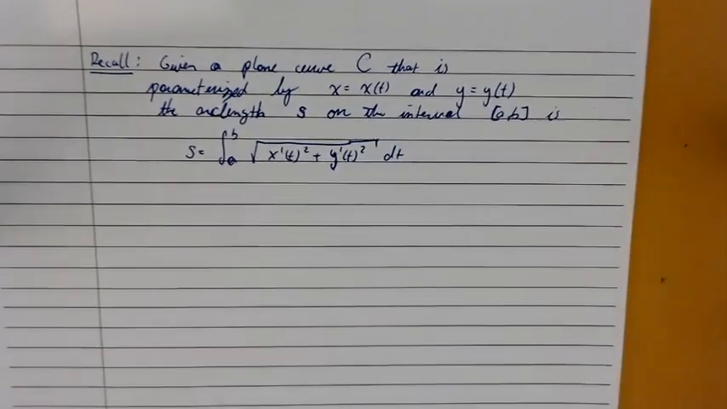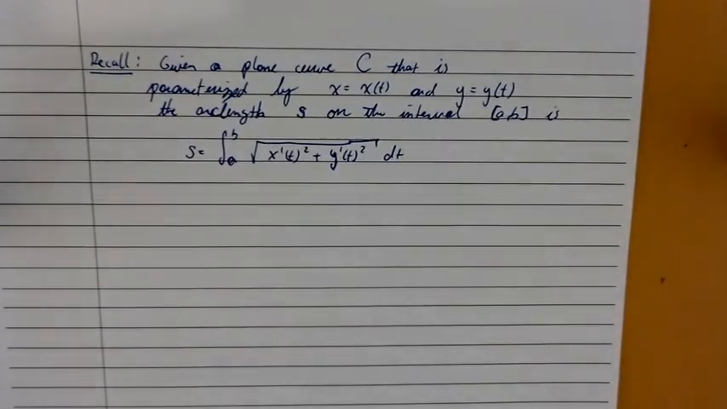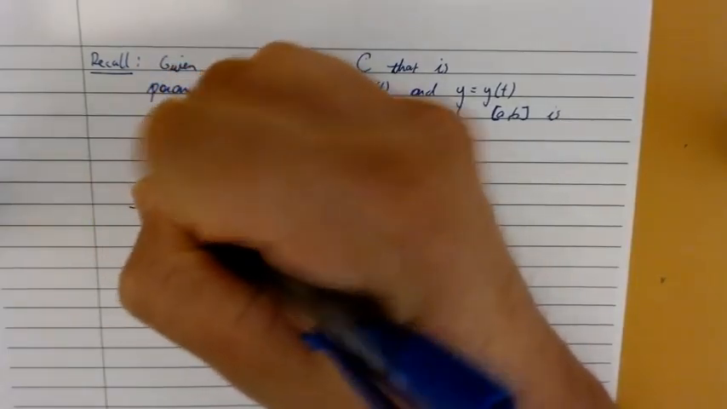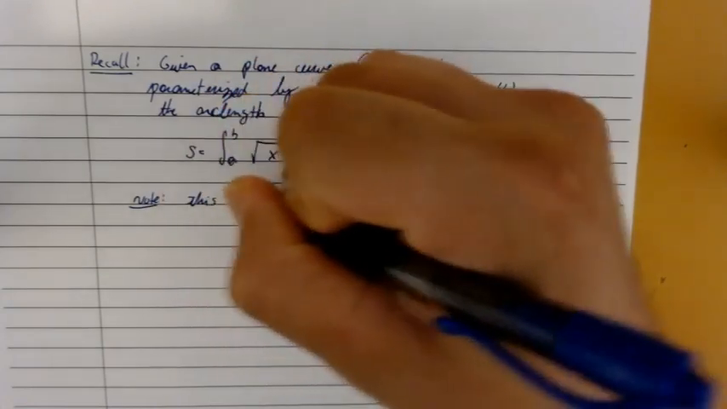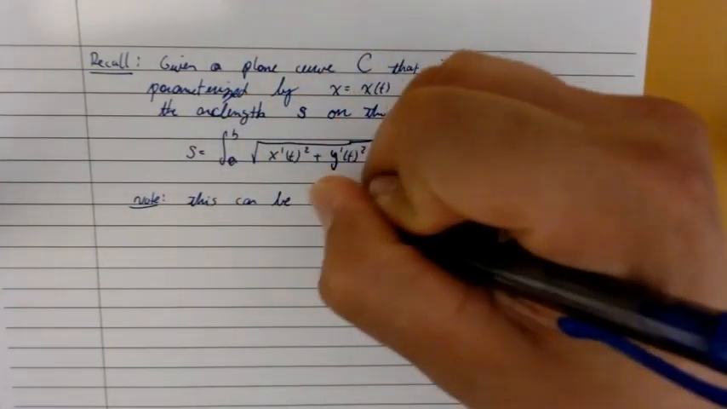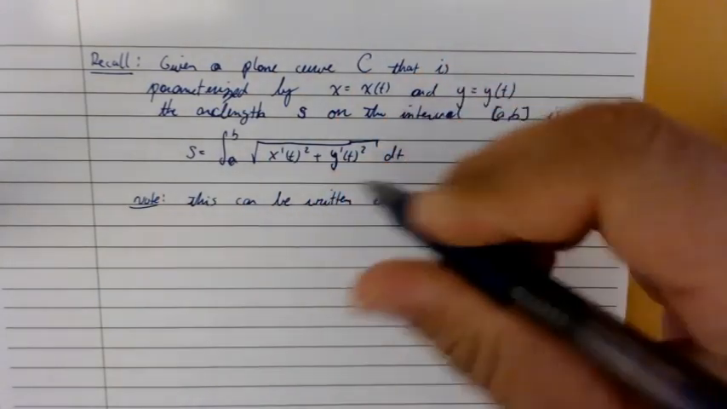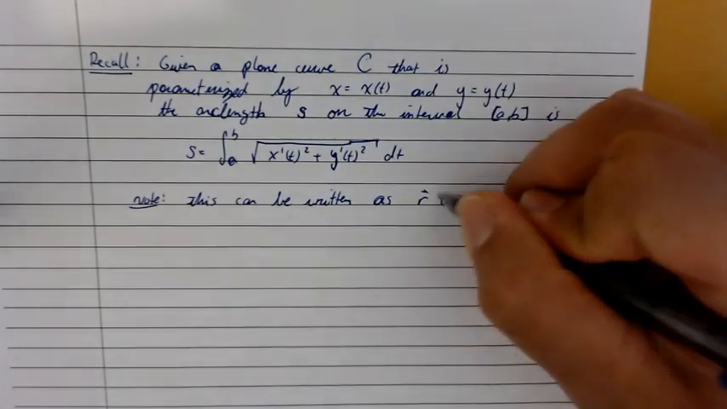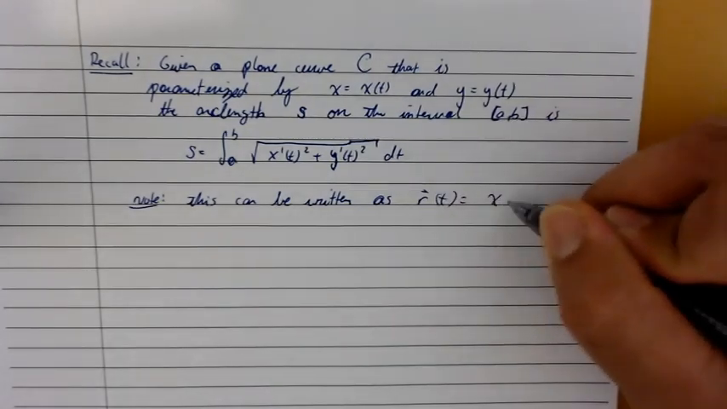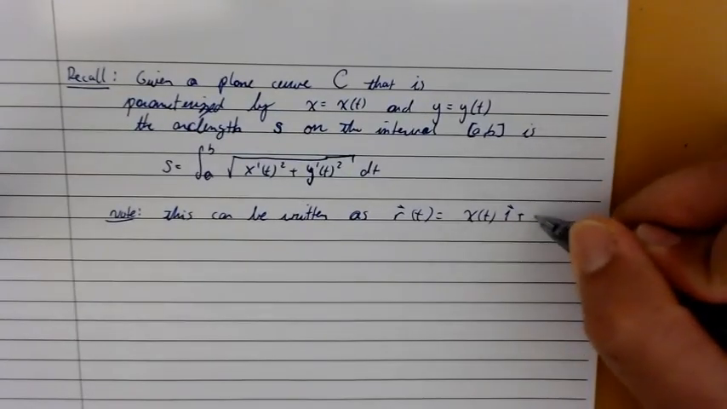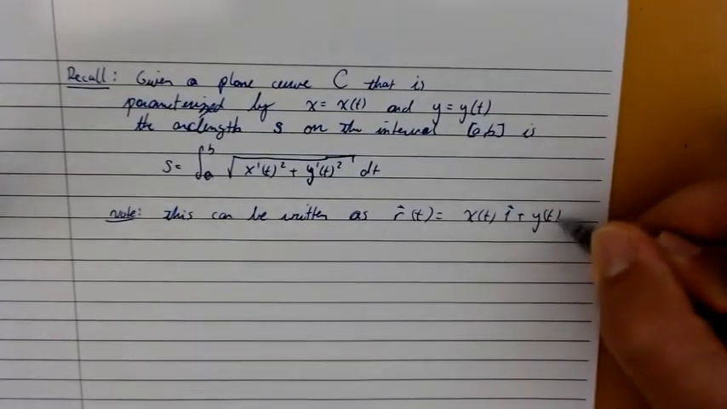Okay? Note that this parameterization is nothing more than a vector-valued function. Here, note, this can be written as r of t equals x of t i plus y of t j.